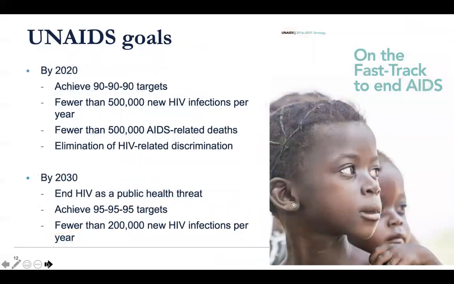UNAIDS has its own goals that complement PEPFAR's. They're attempting to achieve the 90-90-90 goal targets this year, with fewer than 500,000 new HIV infections per year, fewer than 500,000 AIDS-related deaths, and elimination of HIV-related discrimination. Notice here that this doesn't say all deaths among people living with HIV. It specifically says AIDS-related deaths, so this is different from PEPFAR. By a decade from now, the vision is to eliminate HIV as a public health threat, to achieve the 95-95-95 targets, and to have fewer than 200,000 new infections per year.